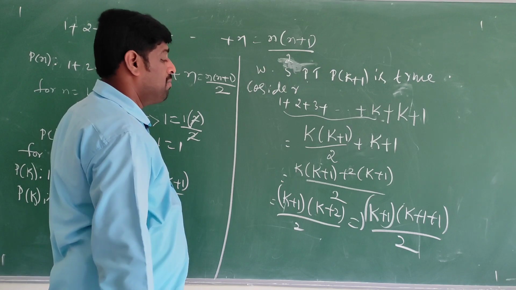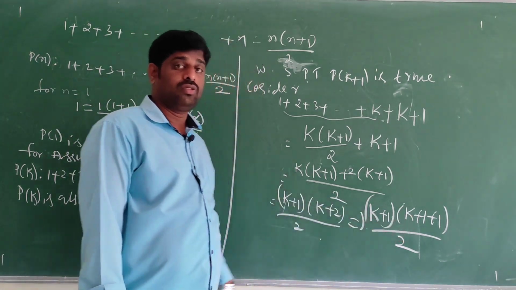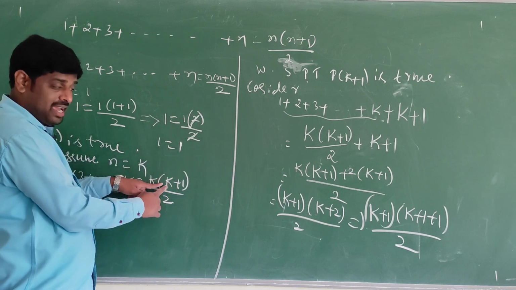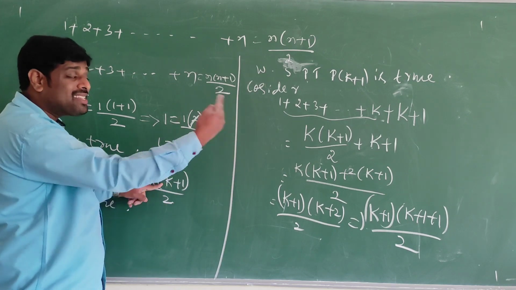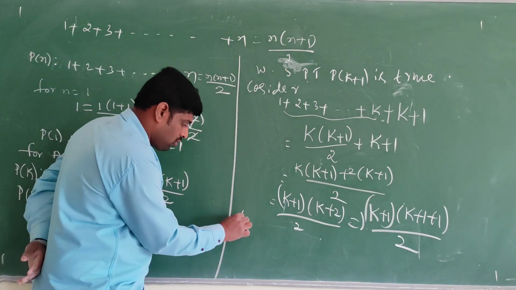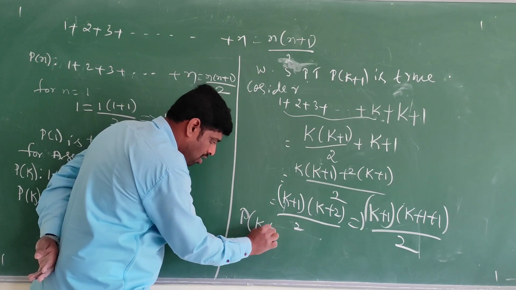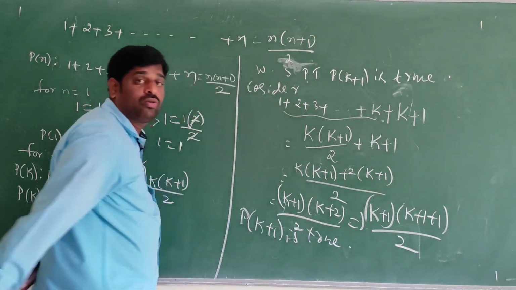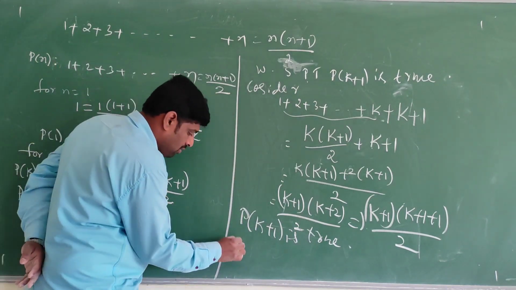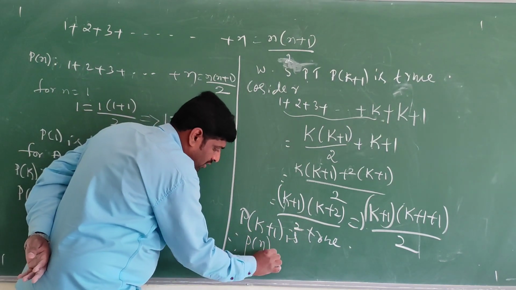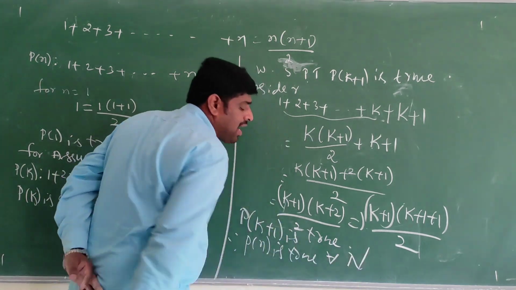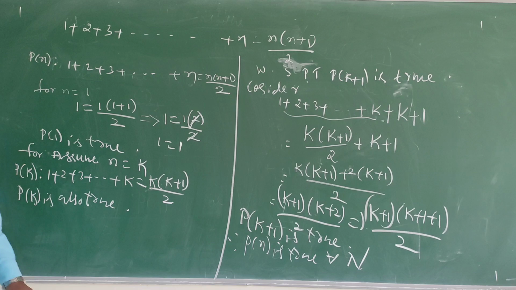See children, P of k plus 1 is true. I proved that where k is there, k plus 1 is there. Therefore P of k plus 1 is true. Hence, P of n is true for all natural numbers.